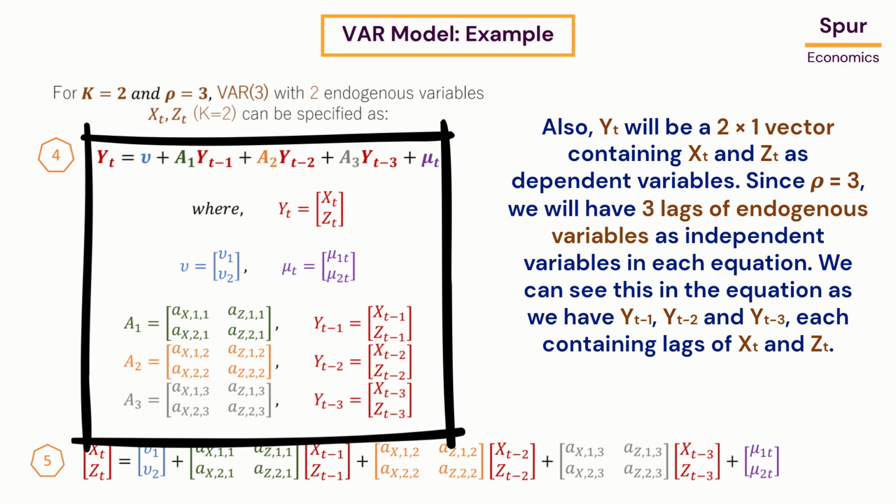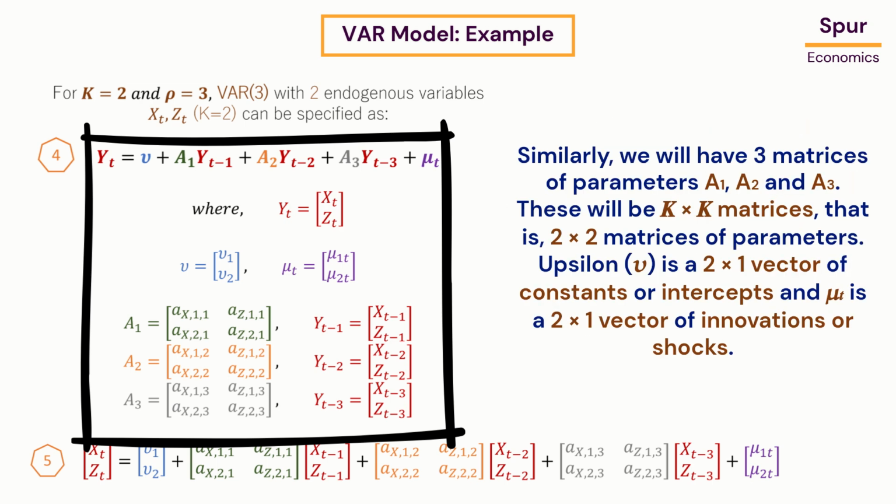Since ρ equals 3, we will have 3 lags of endogenous variables as independent variables in each equation. We can see this in the equation as we have yt-1, yt-2, and yt-3 each containing lags of xt and zt. Similarly, we will have 3 matrices of parameters A1, A2, and A3. These will be k by k matrices, that is, 2 by 2 matrices of parameters.